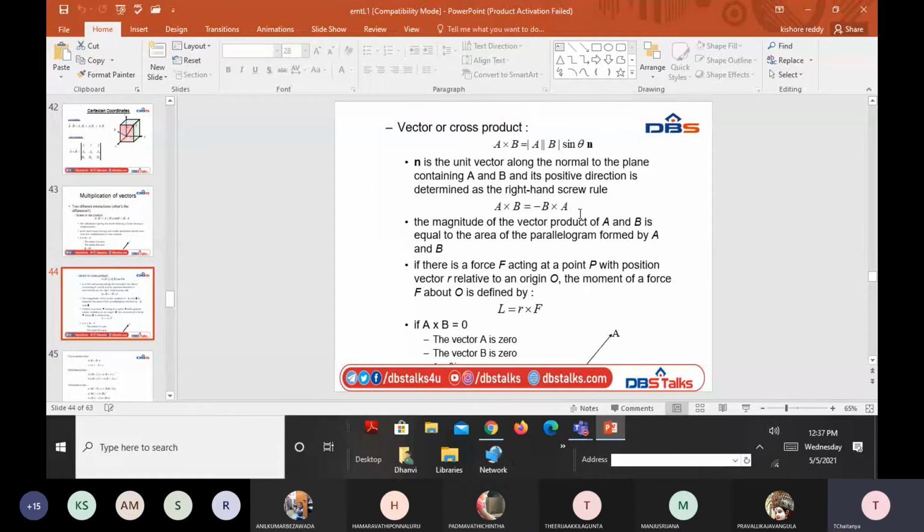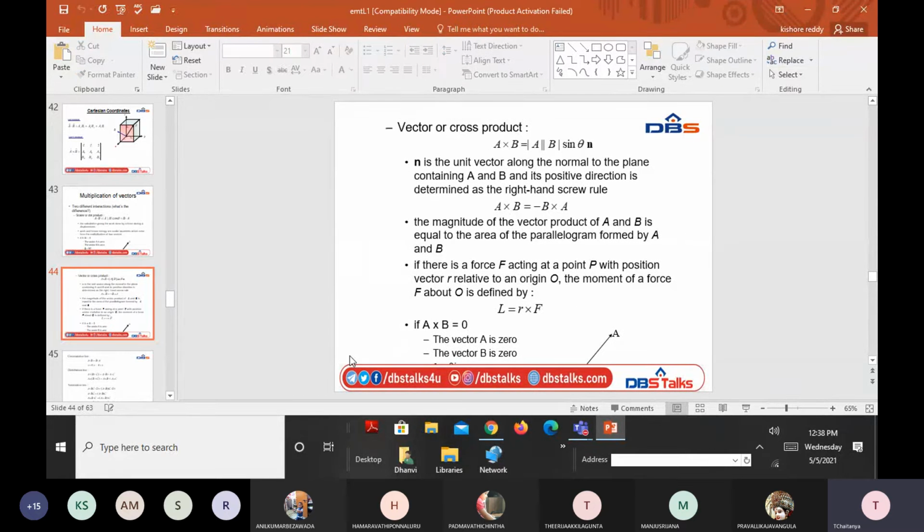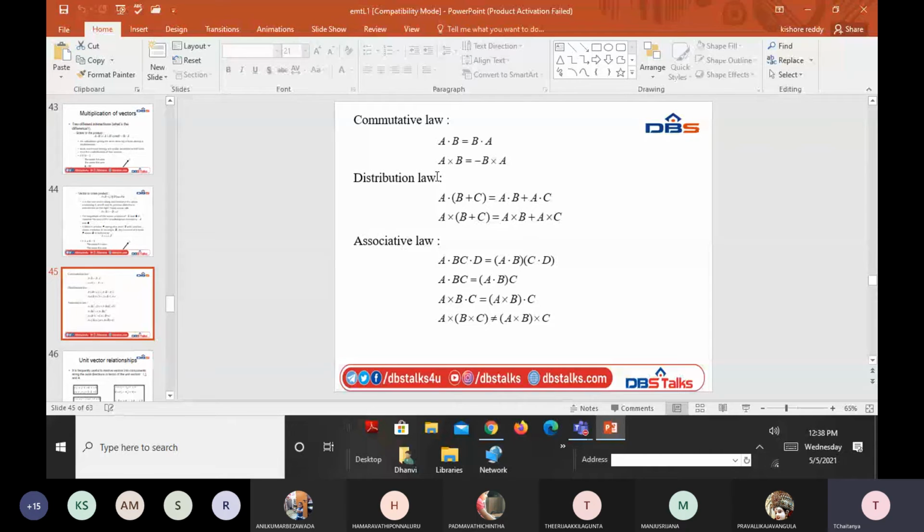It's the identity of the right hand screw rule, identity of the curl. And the curl value becomes 0 when vector A is 0 or vector B is 0. In these cases we can recognize the curl of any two vectors becomes 0. See the laws of a vector identity. We have the commutative law, distributive law, and associative law. These are somewhat important laws which are helpful further also.